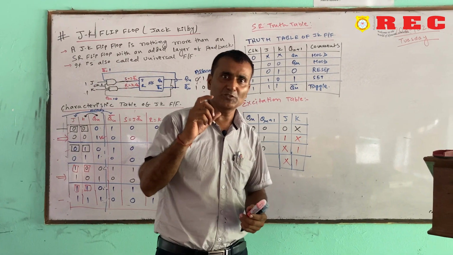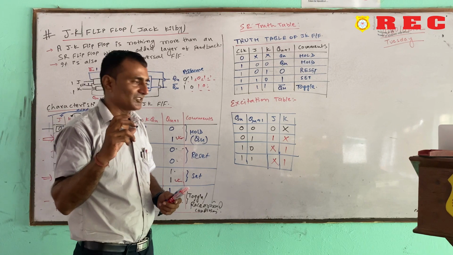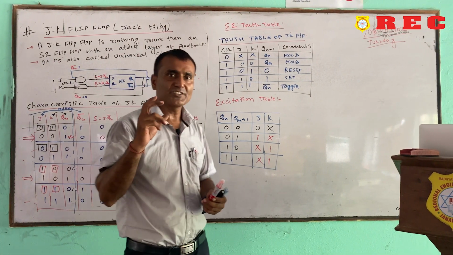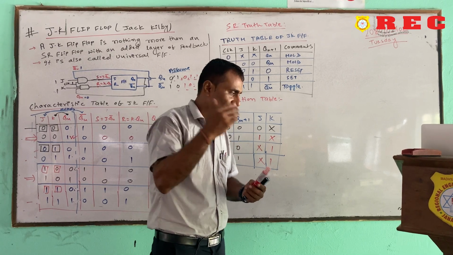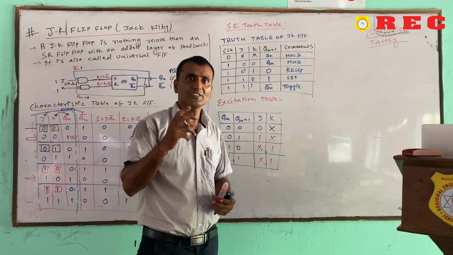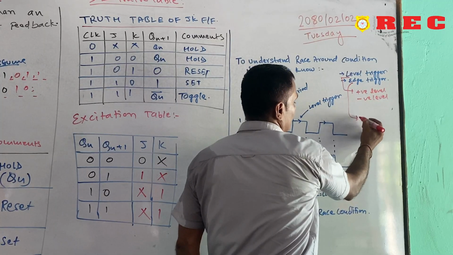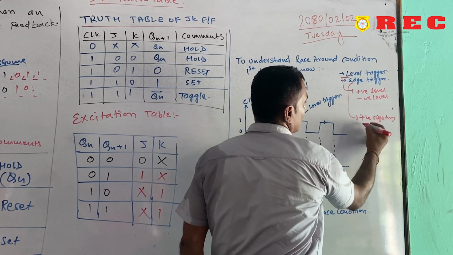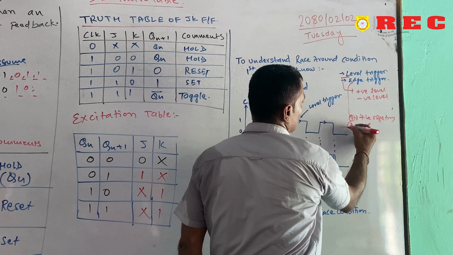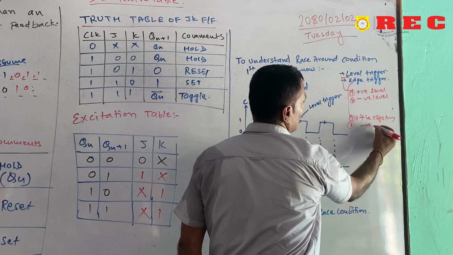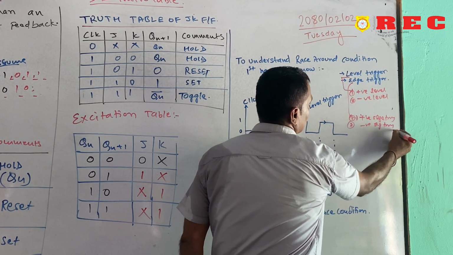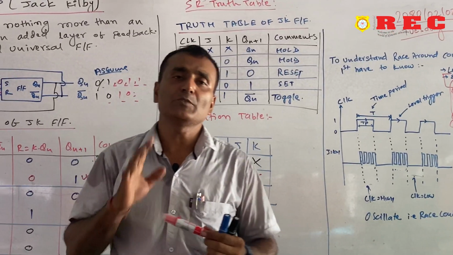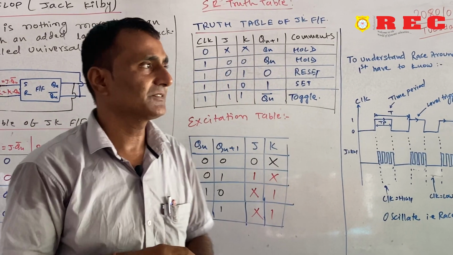So I want to describe the waveform of the race around condition a little, and how it happens. Let us see how this happens. There is positive trigger and negative trigger, this is number 1, this is number 2. Among these 4 we can apply any one, but what is the reason?